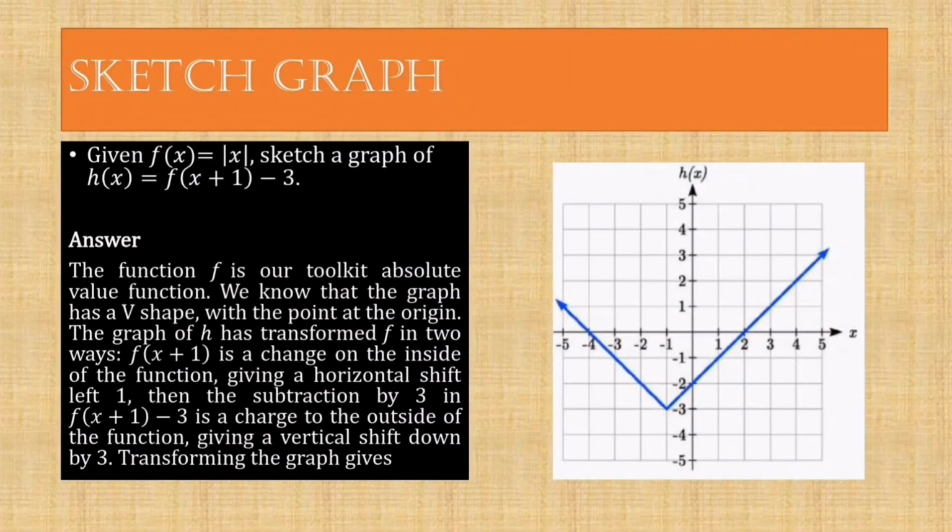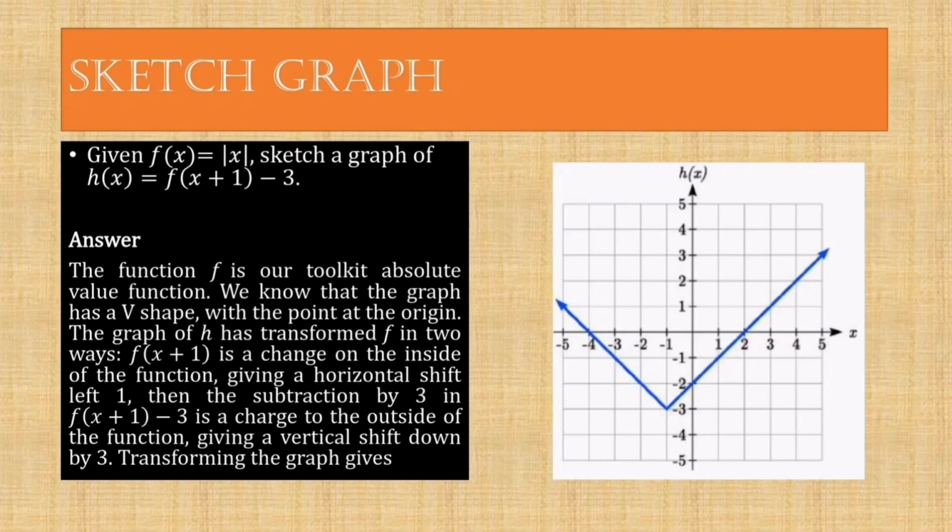Given f(x) equals the absolute value of x, sketch a graph of h(x) equals f(x plus 1) minus 3. The answer is the function f is our toolkit absolute value function. We know that the graph has a V shape with the point at the origin. The graph of h has transformed f in two ways.